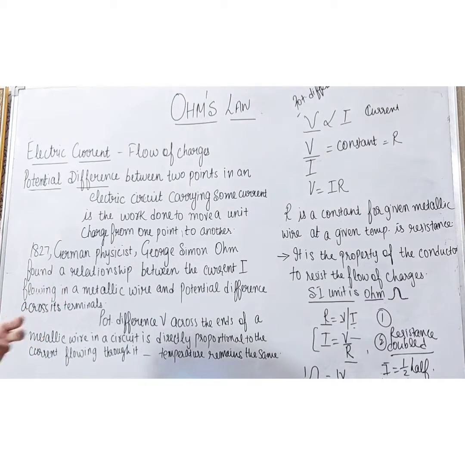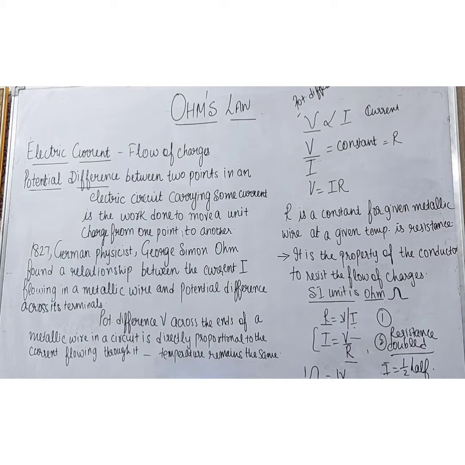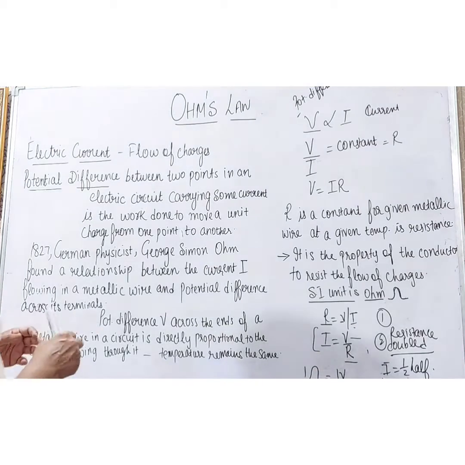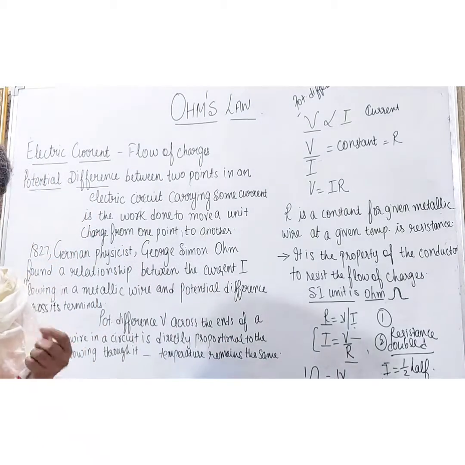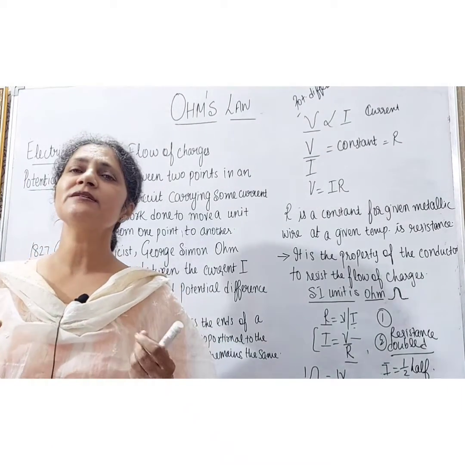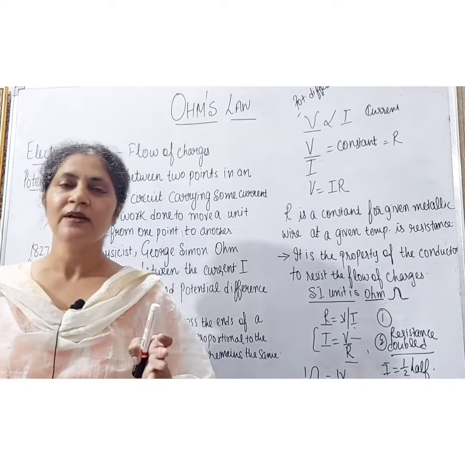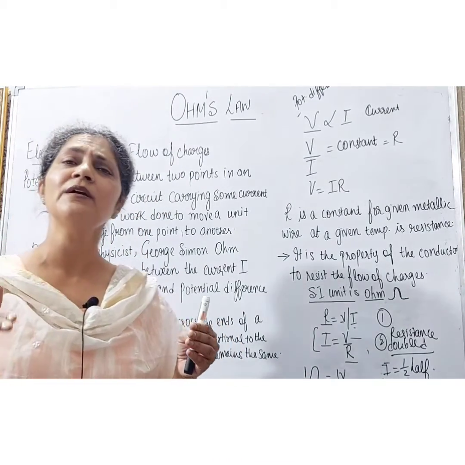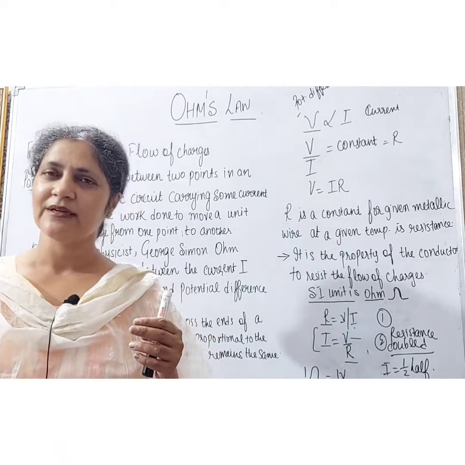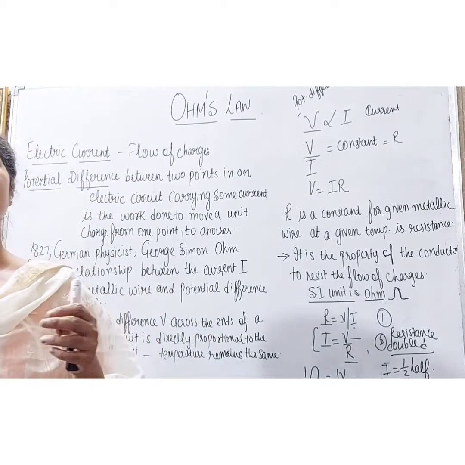You can note down all this. I will tell you afterwards about its limitations. There is one limitation of Ohm's law: we said the temperature remains constant. Temperature should remain constant, which is not so easily possible, because when we are doing the experiment related to Ohm's law, the temperature gets changed. This is the main limitation of this law.